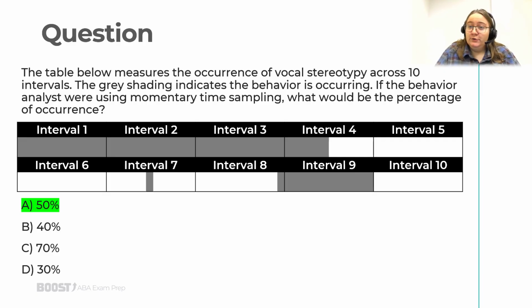40% would better align if you were trying to calculate it using whole interval recording, 70% for partial interval, 30% may be the answer if you were trying to calculate non-occurrence by some measure, right? Because you see 3 blank intervals, right? Intervals 5, 6, and 10 have no behavior occurring at all. But in this case, the correct answer is 50%.